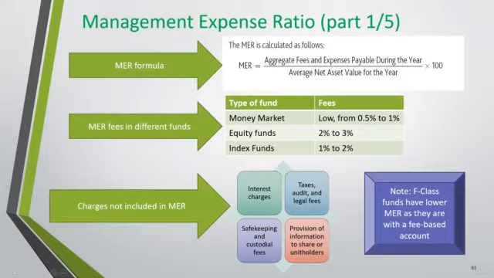So the MER varies in different funds. If it is a money market, it is usually very low. It is 0.5 to 1%, but the returns of money markets are also very low. So this does affect the return. The equity funds, it may be 2 to 3%, and index funds, it may be 1 to 2%. Index funds' MERs are usually lower than equity funds because index funds will just follow an index or a benchmark, and the portfolio manager doesn't have to do much rebalancing or portfolio management.